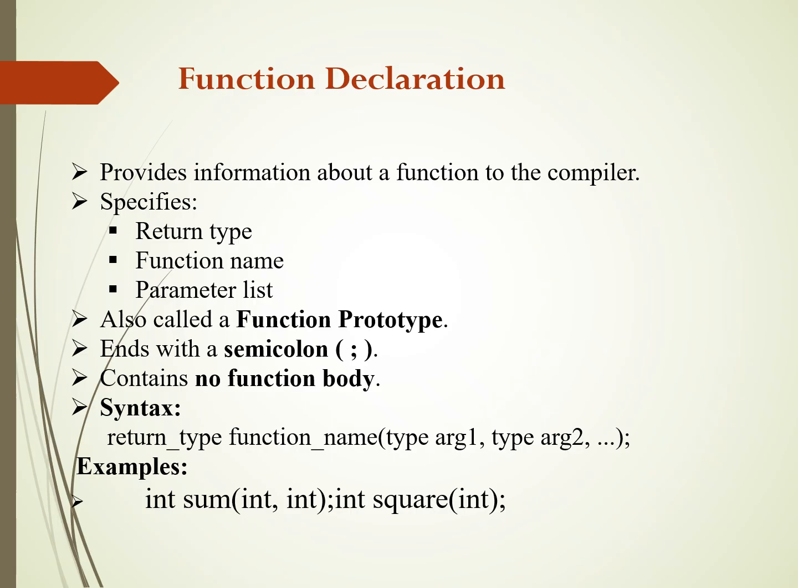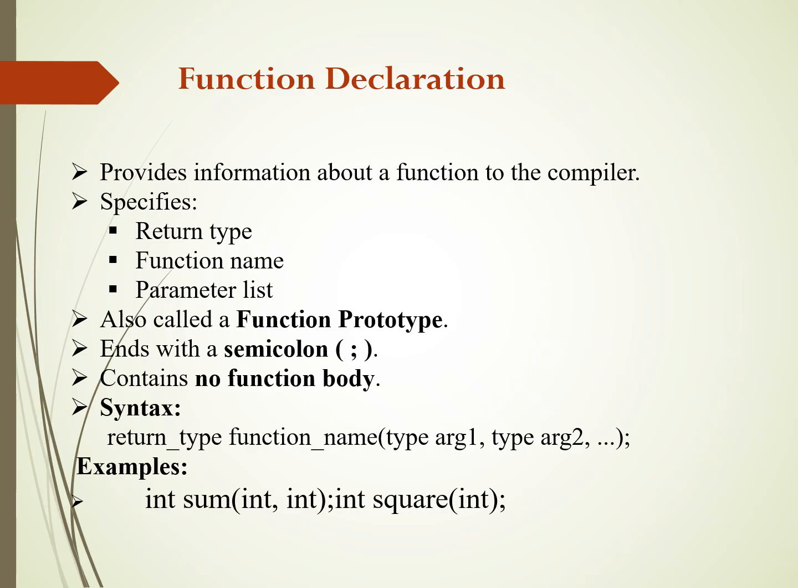For example, the declaration int sum(int, int): we have to pass two parameters of type integer, which tells the compiler that there is a function named sum which accepts two integer arguments and returns an integer value. Similarly, int square(int) declares a function named square that accepts one integer parameter and returns an integer.